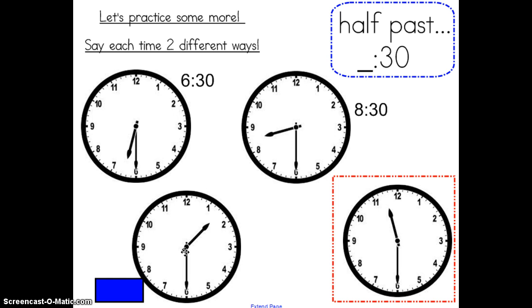Let's try one more together. Starting with the hour hand. The hour hand is between the 1 and the 2. Remember, it hasn't even gotten to the 2 yet, so the hour must still be in the 1. The minute hand is pointing to the 6, which means 30 minutes, so this clock says 1:30. Good job, and here's what it looks like, 1:30.